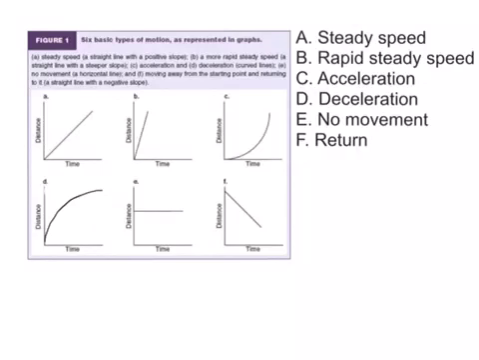in class. The first one we're going to look at is steady speed, represented at A. Letter B is rapid steady speed. If you notice, the slope of the line is just more steep than in letter A. C is acceleration, going from slow to fast. D is deceleration, going from fast to slow. E, a horizontal line, means no movement, so time passes, but distance doesn't change. And finally, F is return.